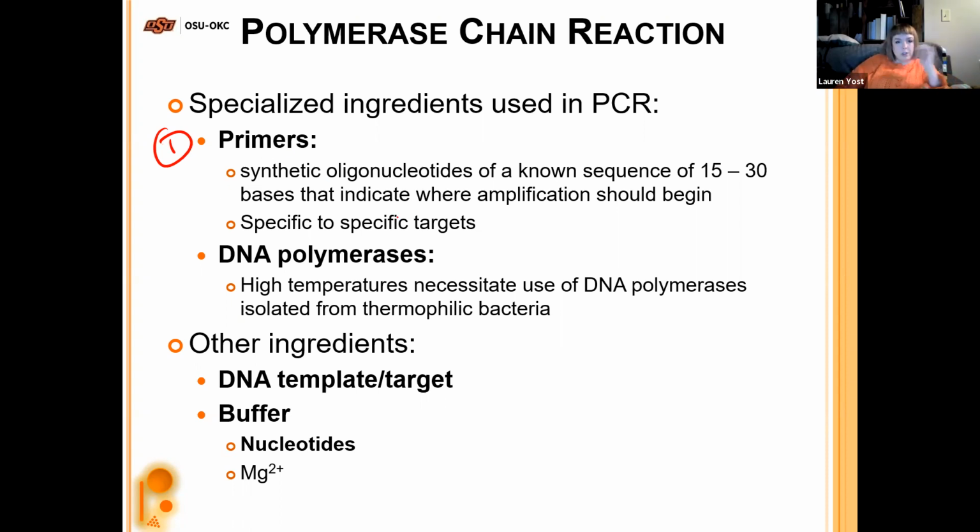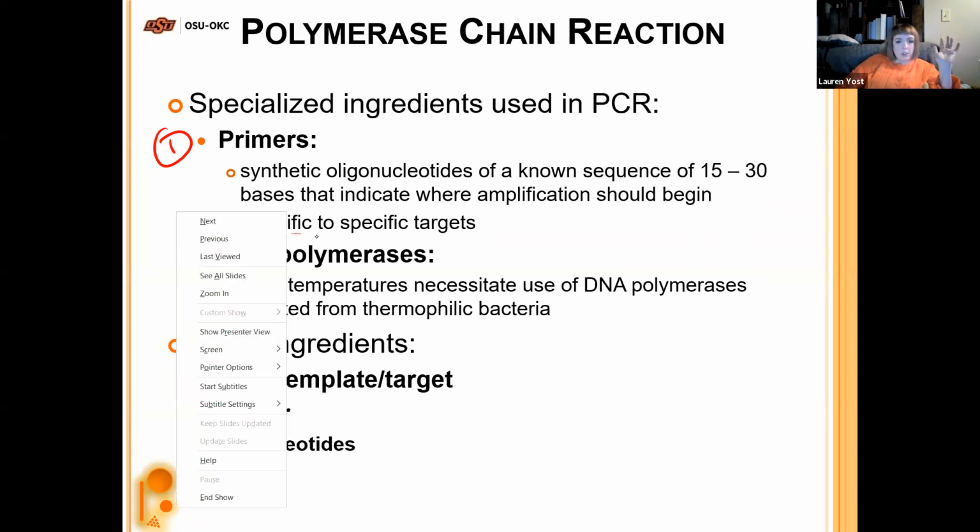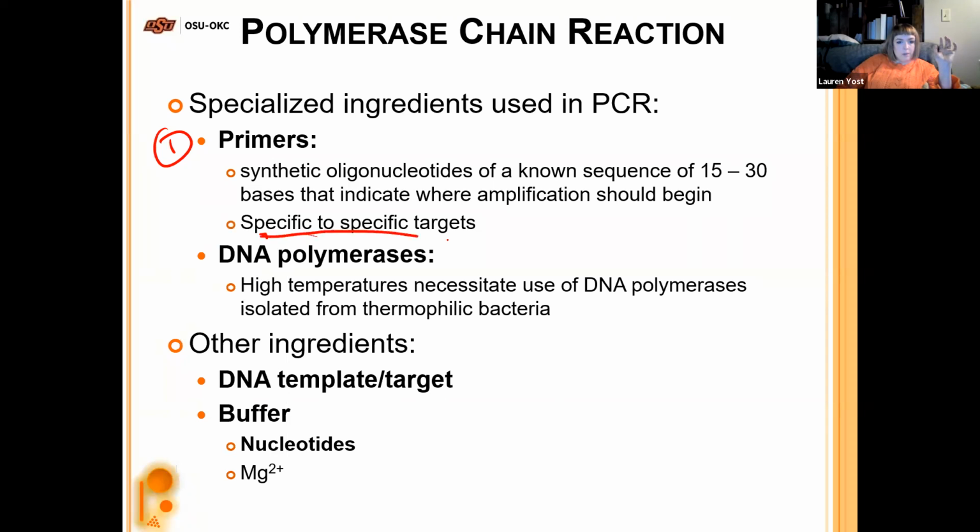They're usually 15 to 30 bases. And again, it'll be specific to specific target sites. It tells the polymerase where to start, based on whatever your gene is.